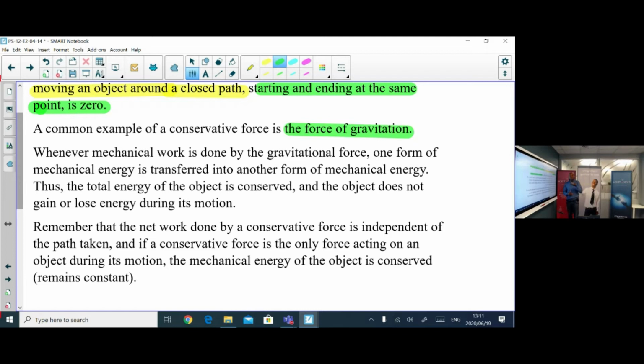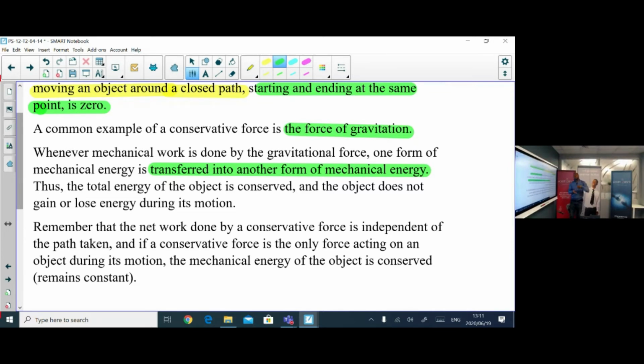If it's not coming back to the starting point, you must know that it's not a conservative force. Whenever mechanical work is done by the gravitational force, that is one form of mechanical energy transfer. It's what I was just talking about. You move from potential energy to kinetic energy. Once you reach the bottom, you have zero potential energy at the ground.